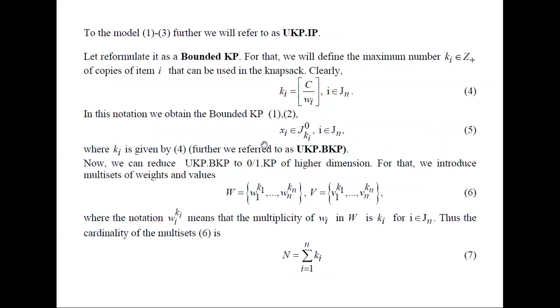The model we further refer to as UKP, the integer programming unbounded knapsack problem. We can reformulate it as a bounded one in such a way that we can always find the value, take the integer part, and find the upper bound for copies of item i.